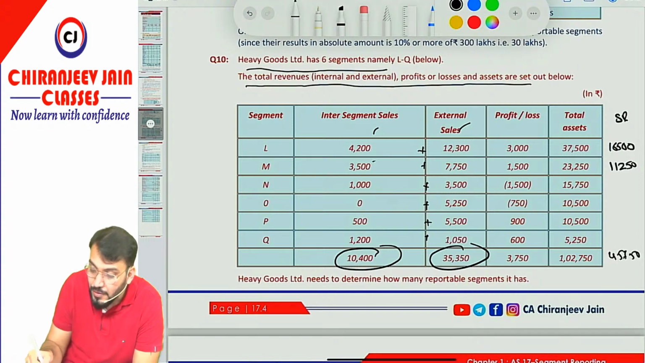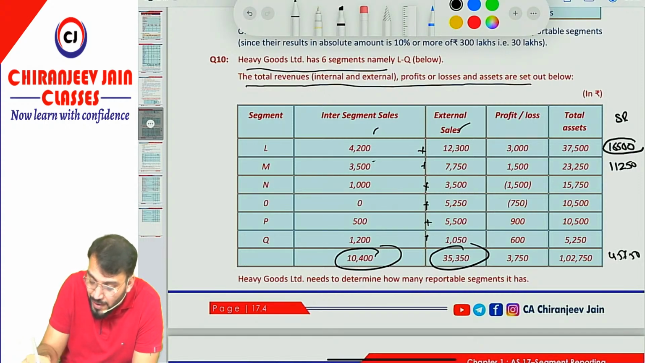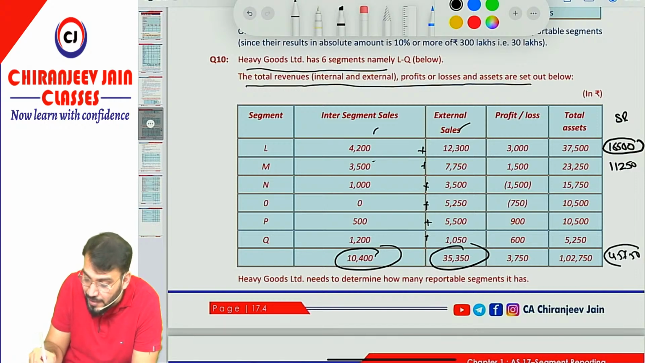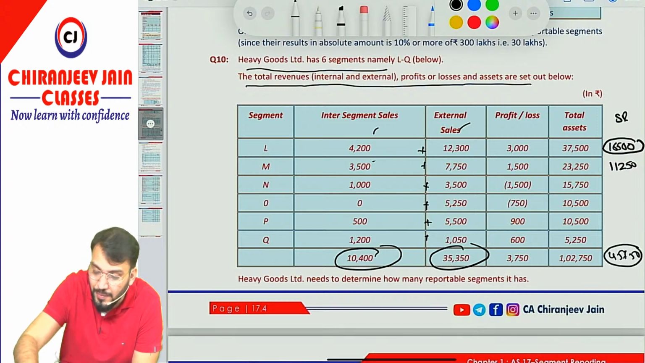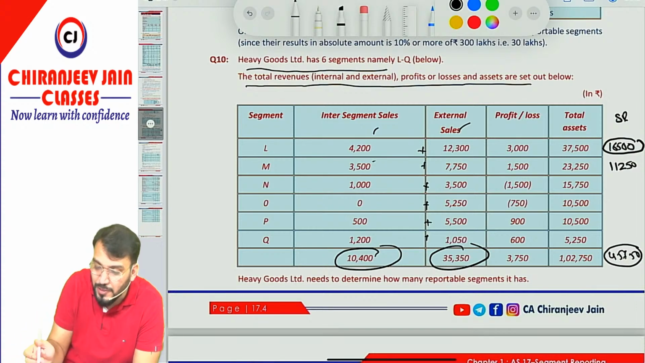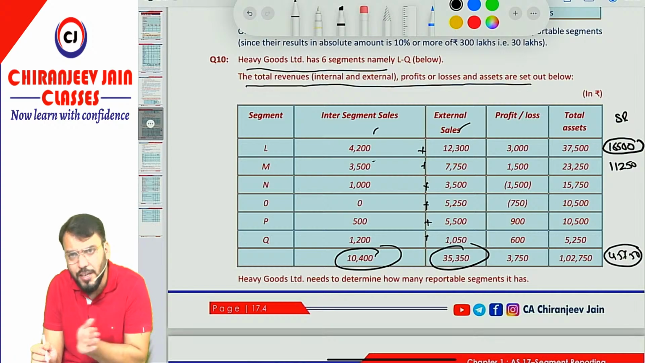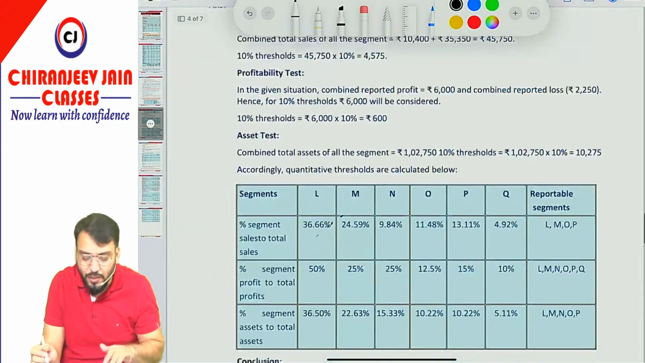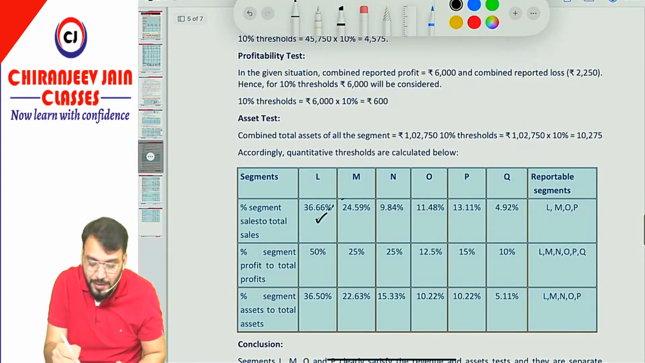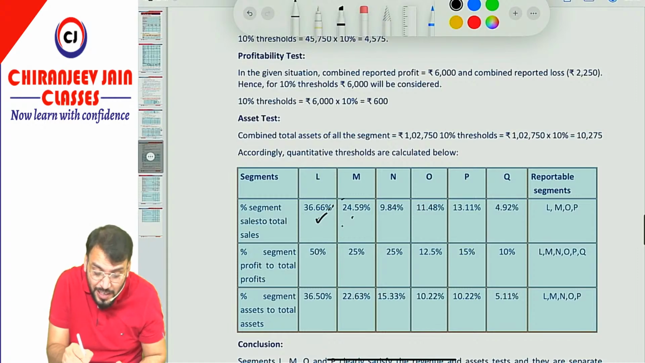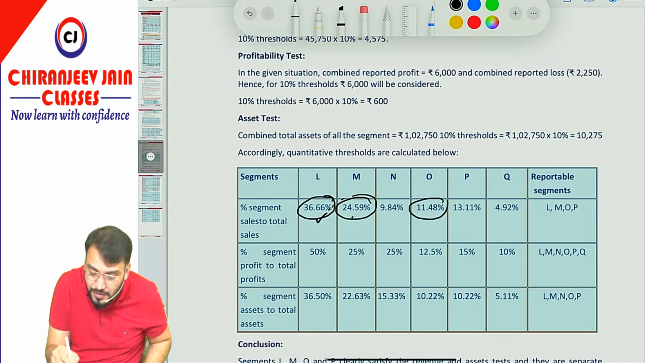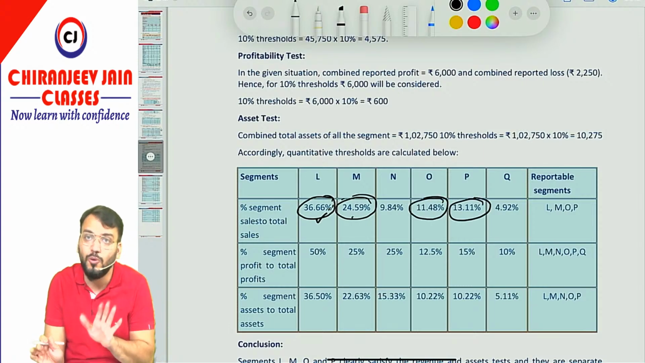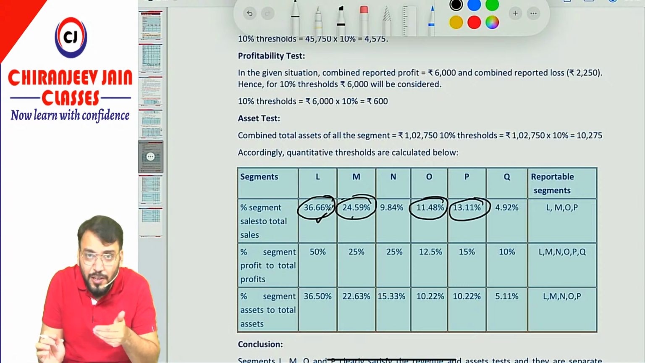45,750. Correct. Now you need to do 6,500 divided by total segment revenue. How much is it coming? 16,500 divided by 45,750. That is how much percent? 36.06%. That you can do for all segments, and you can find out this percentage. Then based on segment revenue, this is reportable, this is reportable, this is reportable, this is reportable. So 4 are reportable. Then you need to find out based on segment result.